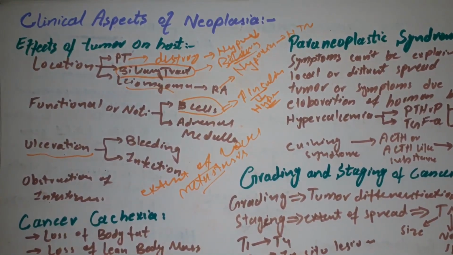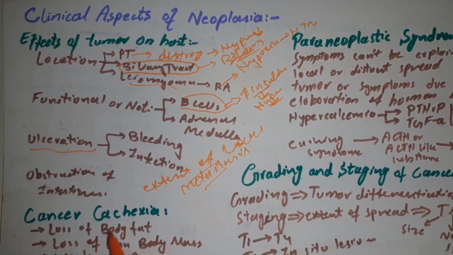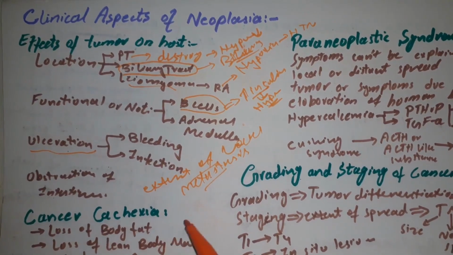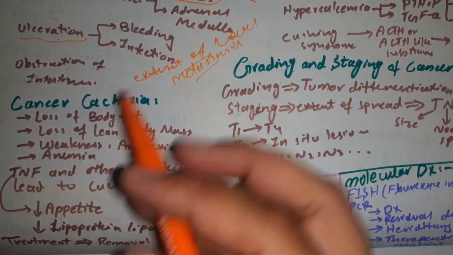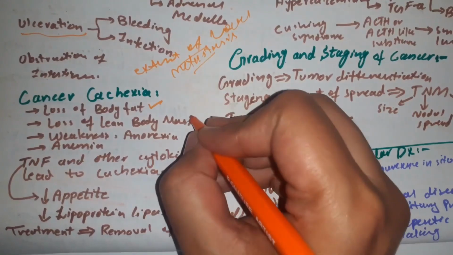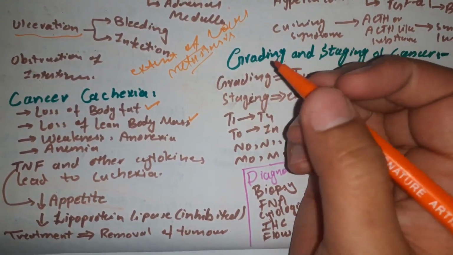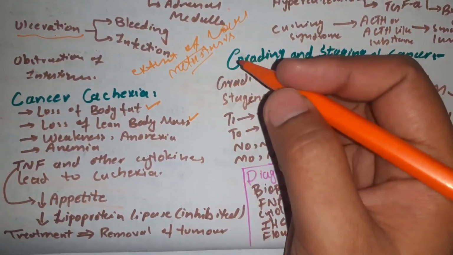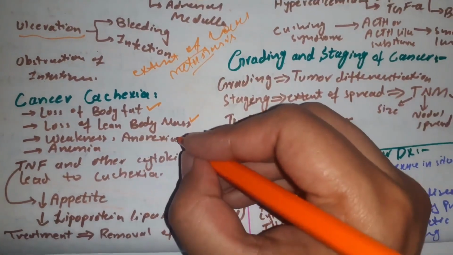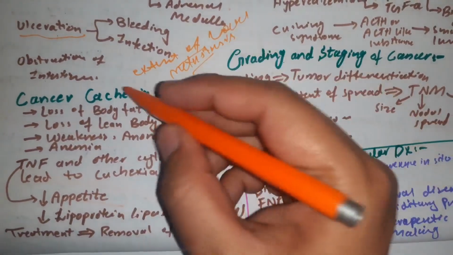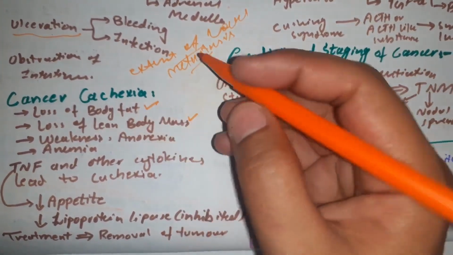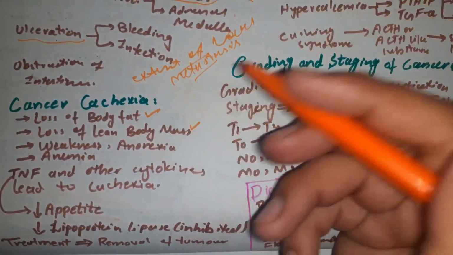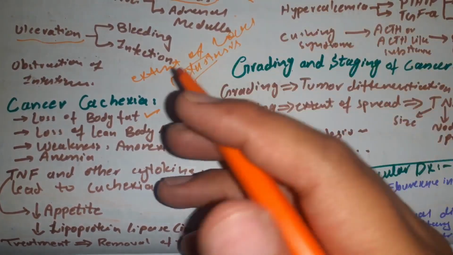So one more terminology we will study here is cancer cachexia, which is basically a condition shown by cancer or tumors. It is basically loss of body fat and loss of lean body mass, which includes the body proteins and muscles. So it is basically wasting of the body, and there is weakness, anorexia, loss of appetite, and anemia. All this is collectively called cancer cachexia.